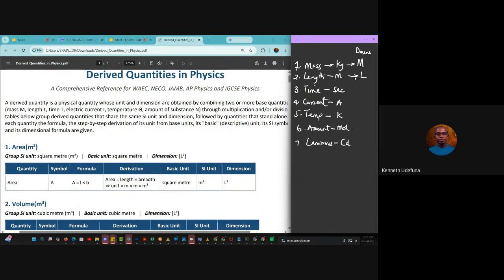Capital L. Please pay attention to all the things that I'm saying, because by the time we start our derived quantities, we are going to be combining all these things together, because derived quantity is just a combination of fundamental quantities. When you combine fundamental quantities to get your derived quantity, automatically the unit you are going to get is a combination of the units of the fundamental quantities. That is exactly what you're going to have. So pay attention to this very well. Now the dimension of time is going to be what? Capital T. Then the dimension of current is going to be what?